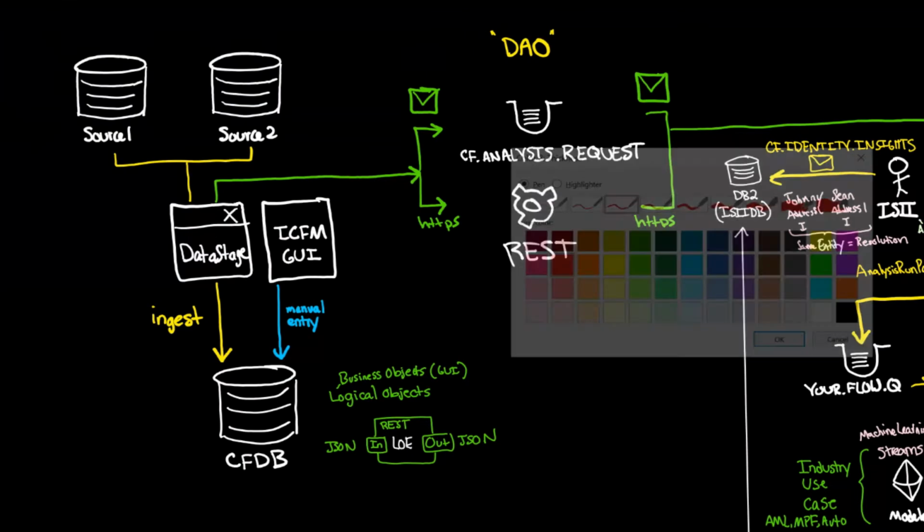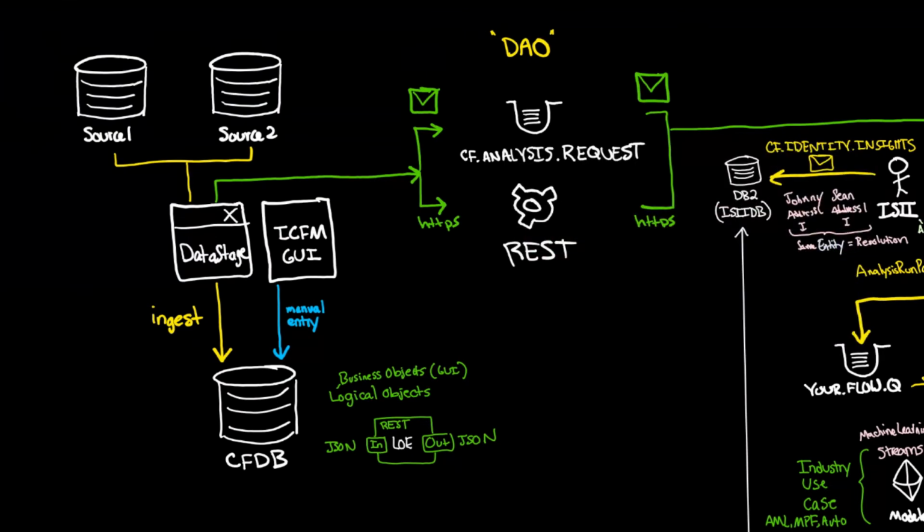What happens here is that you, as a customer, may have various sources of data, and these are typically multi-terabyte, we're talking big data systems, and they will be imported or ingested into DataStage, which is an IBM product that comes with ICFM, into the CFDB, which is a DB2 product database, and it is in the DB2 CFDB that we store our data. This is not the only way to get data into the system.